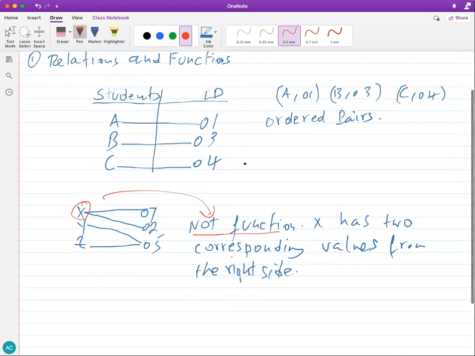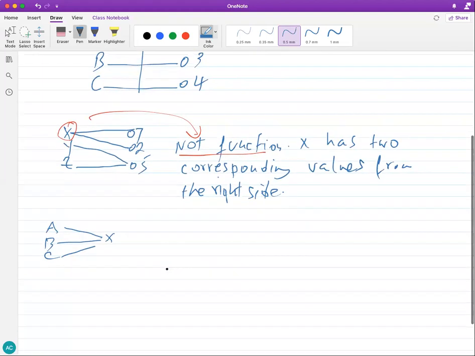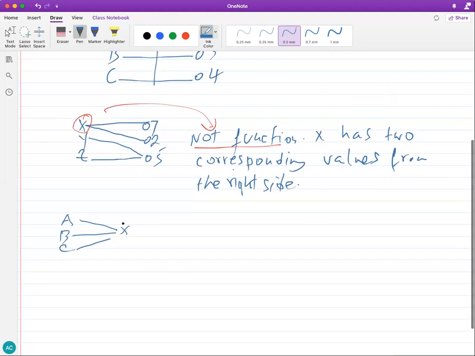Okay, let me show you another example. Let's say 3 students, and they all have, let's say, x is the age. Is that possible? Yes, so this is fine. So we say it's a function.